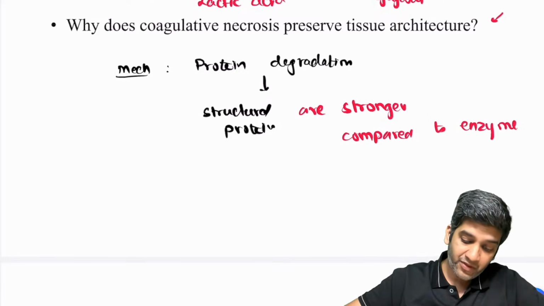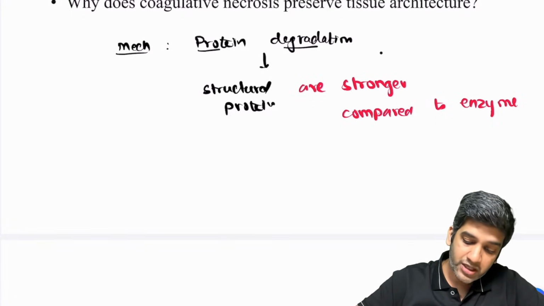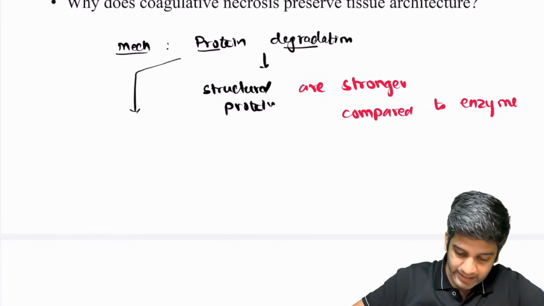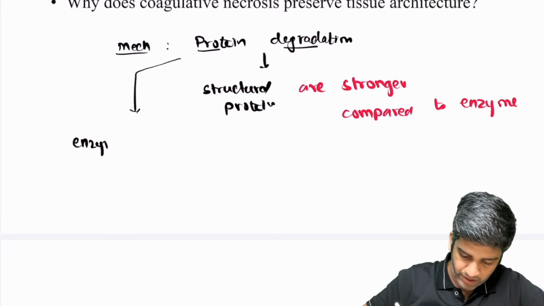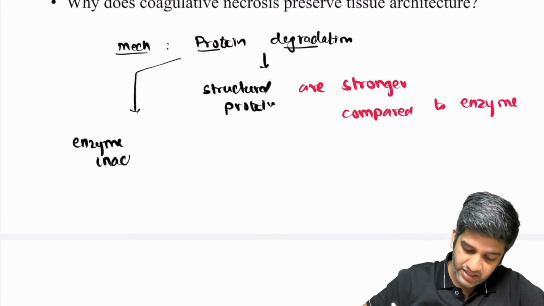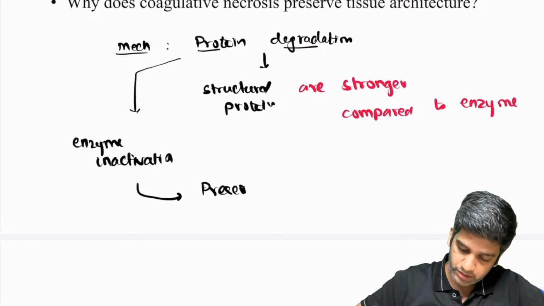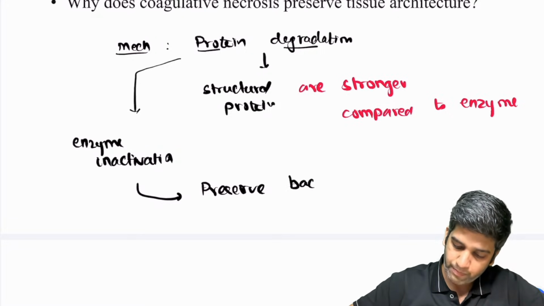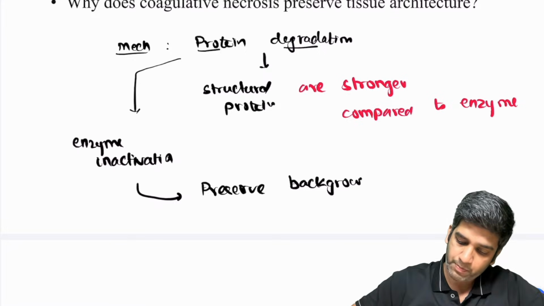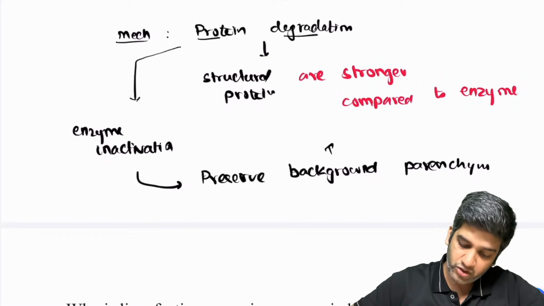So what happens is, when protein degradation is the main cause, this automatically or indirectly will cause enzyme inactivation, right? If there's enzyme inactivation, this will actually preserve the background parenchyma. Once the background parenchyma is preserved, automatically the shape or the architecture remains, right? Because of this reason only, the architecture remains intact and you will have ghost cells as well.